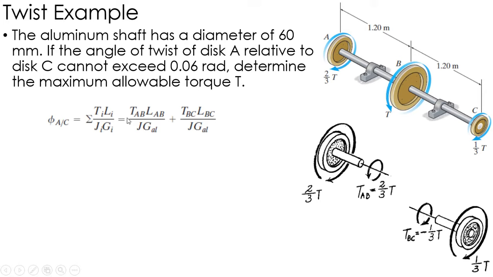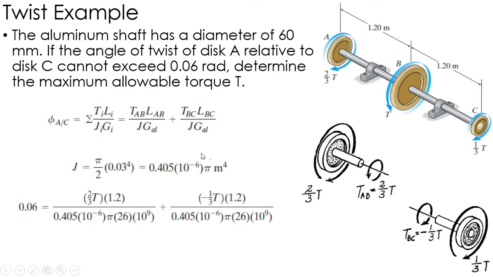Now using my angle of twist equation, which I just sum up the two parts, I have TL over JG for AB and then TL over JG through BC. Recognizing that J is going to be the same since I have a constant 60 millimeter diameter, it's pi over 2 times the radius, which is 30 millimeters, to the fourth. So I get this for my polar moment of inertia.